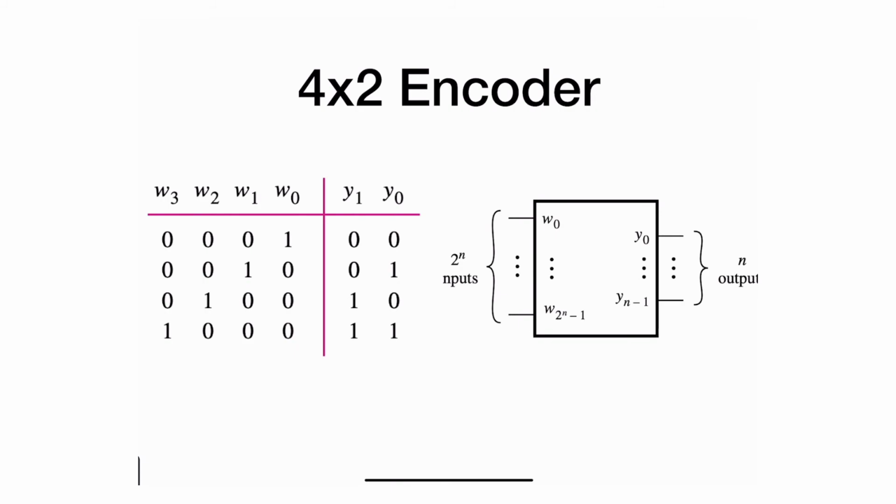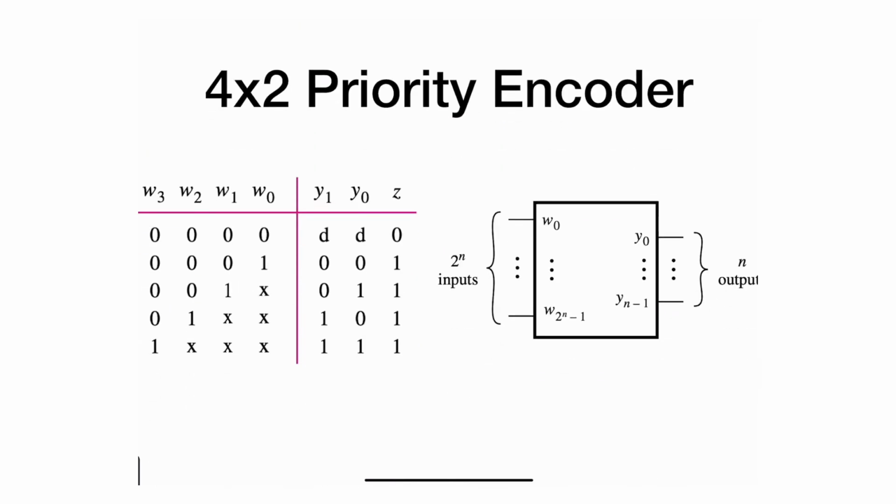So encoders, generally speaking, are used in a priority fashion. This is called a binary encoder. A different one is called the priority encoder, and the priority encoder is different in that if there are 2 or more inputs that are asserted or hot, it will give me the index of the one with the highest priority. So let me explain. In this example, I'm showing you a 4-to-2 priority encoder. The truth table looks a little bit similar, but it's actually really different.